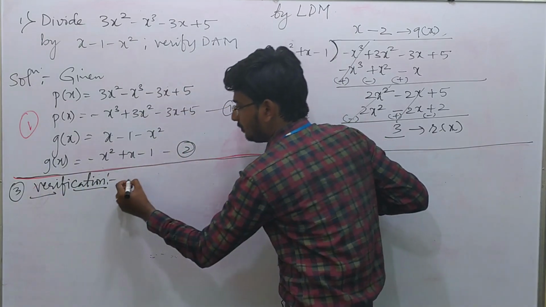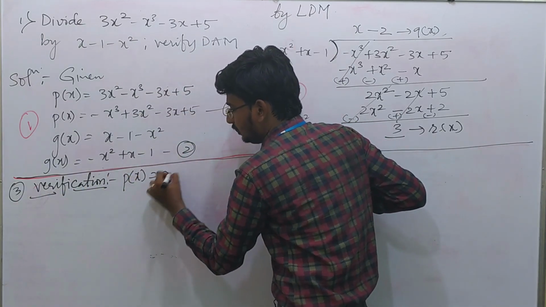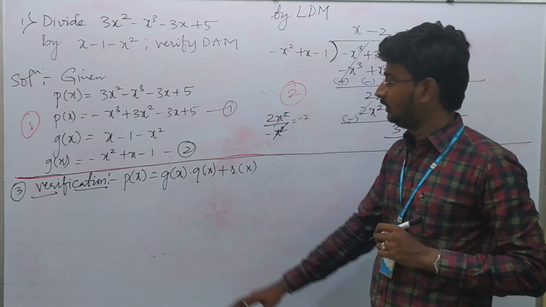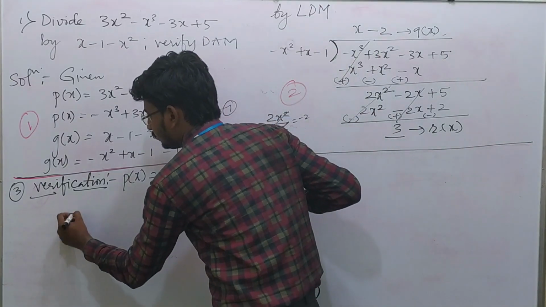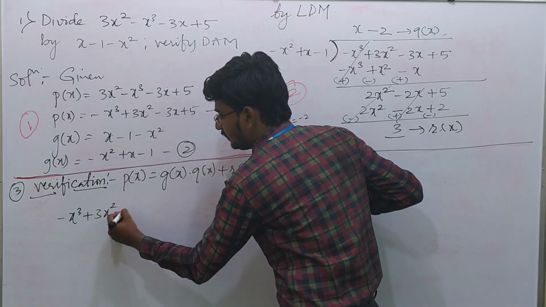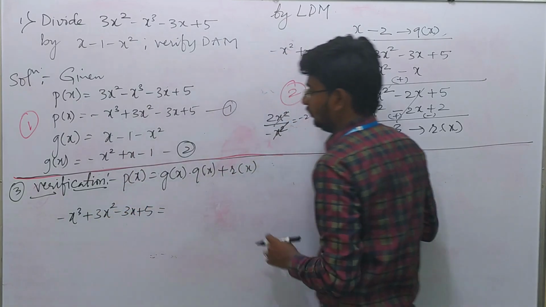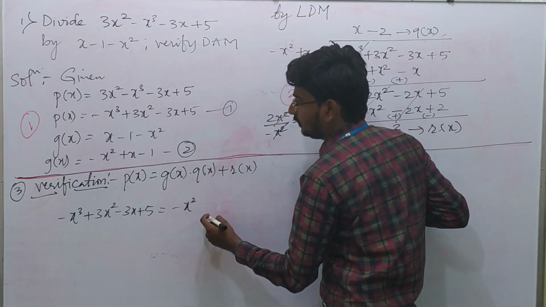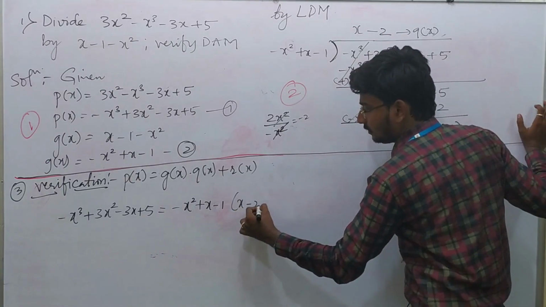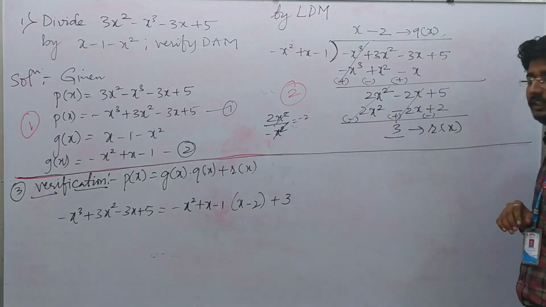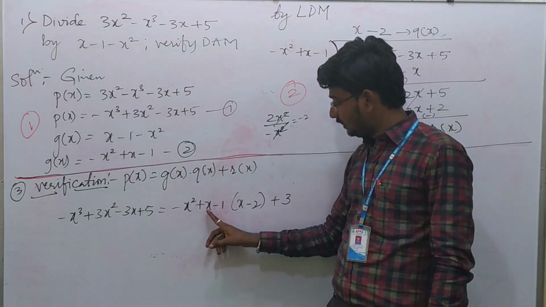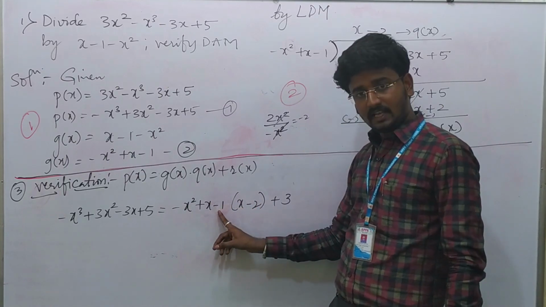What do we have in the verification part? p of x is equal to g of x into q of x plus remainder r of x. Now what is the p of x value? Minus x cube plus 3x square minus 3x plus 5 is equal to g of x, minus x square plus x minus 1, into quotient, x minus 2, and remainder value is 3. Now multiply the first term with these two, x and minus 2, the second term with these two, the last term with these two.